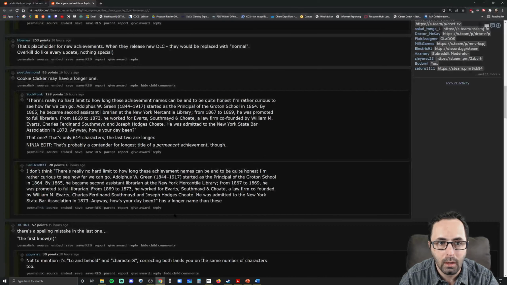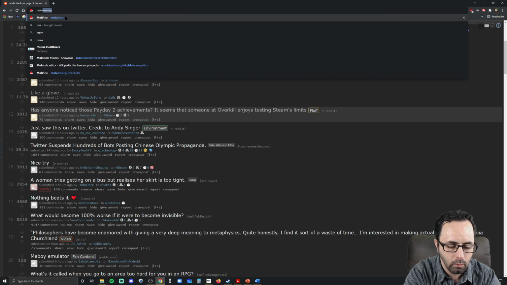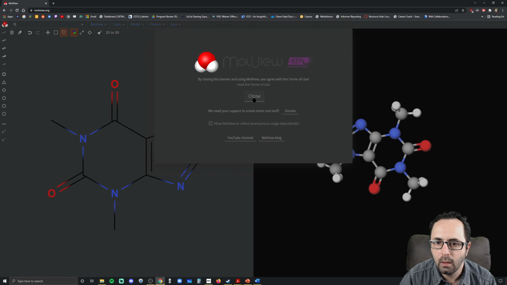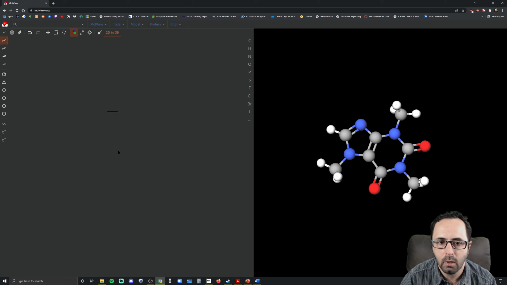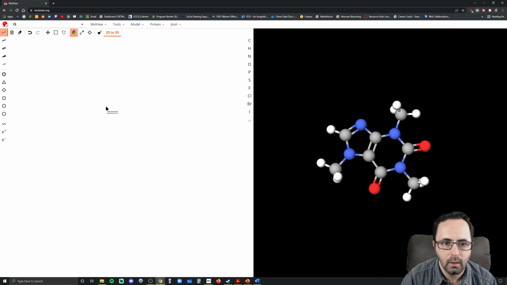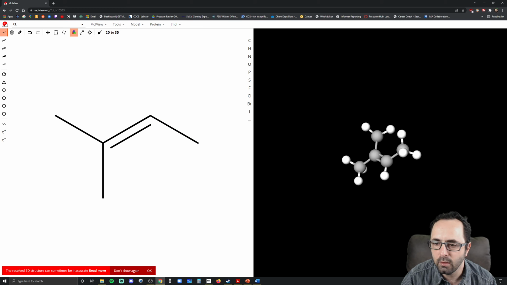Let's say you're in MolView, and you want to see if two molecules are the same, like the last one we did. Let's build that one. So we put a double bond between two carbons like that. We put two methyls right there, and then we put one methyl over here. We tell it to clean it up so it looks nicer. There it is. And then we can do 2D to 3D. And so there's the actual structure.